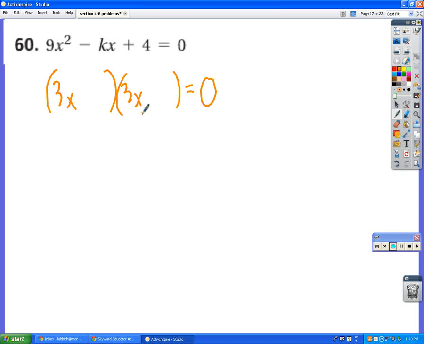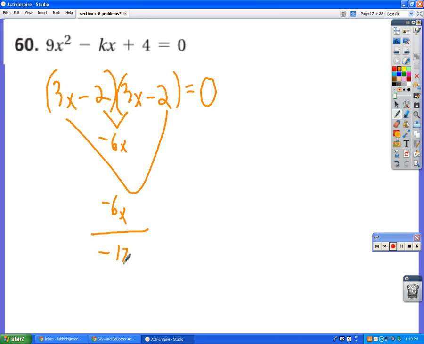You would have a -2 and a -2. So what does that make k equal? -2 times 3x is -6x. And then -2 times 3x would also be -6x. So if you add those together, you would get -12x. So k has to equal 12.